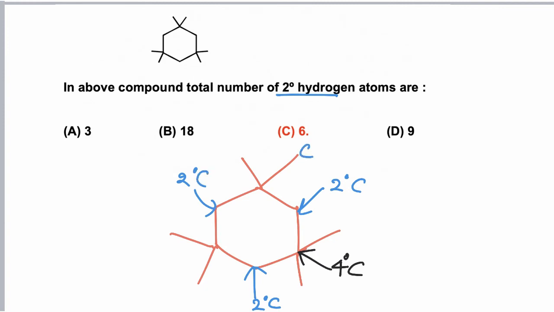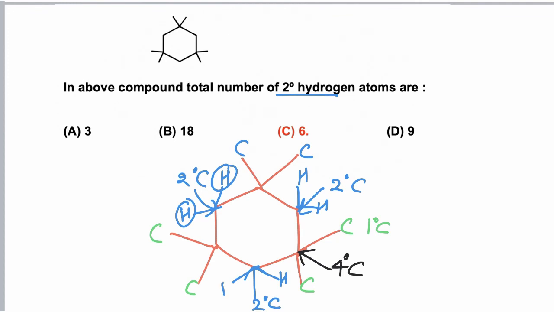Now these carbon atoms which are connected with only one other carbon atom, these are 1 degree carbon, and the degree of hydrogen depends on the degree of carbon to which they are attached. So hydrogen attached with 2 degree carbon are called 2 degree hydrogen. So this 2 degree carbon is connected with 2 hydrogen. So total, if we count 2 degree hydrogen, is equal to 6. So this molecule is having 6 2 degree hydrogen.